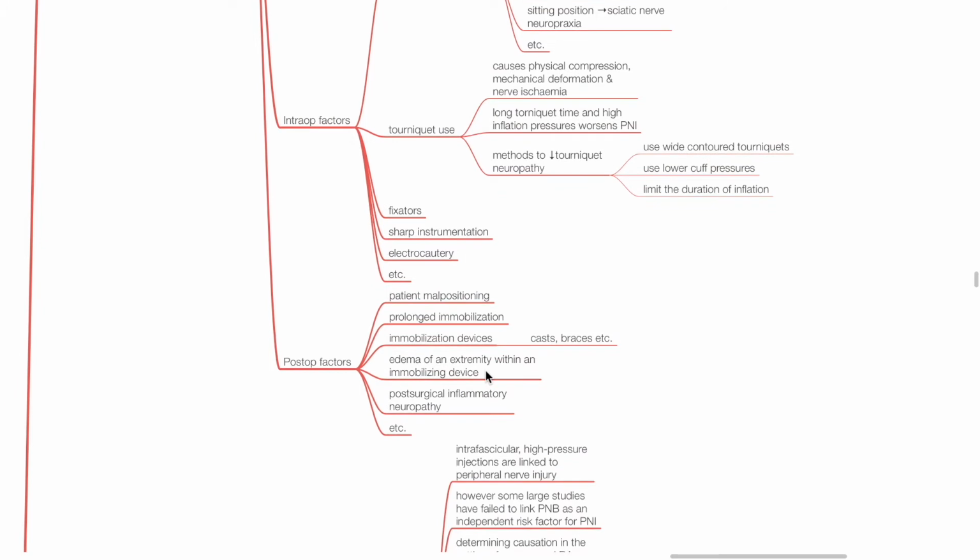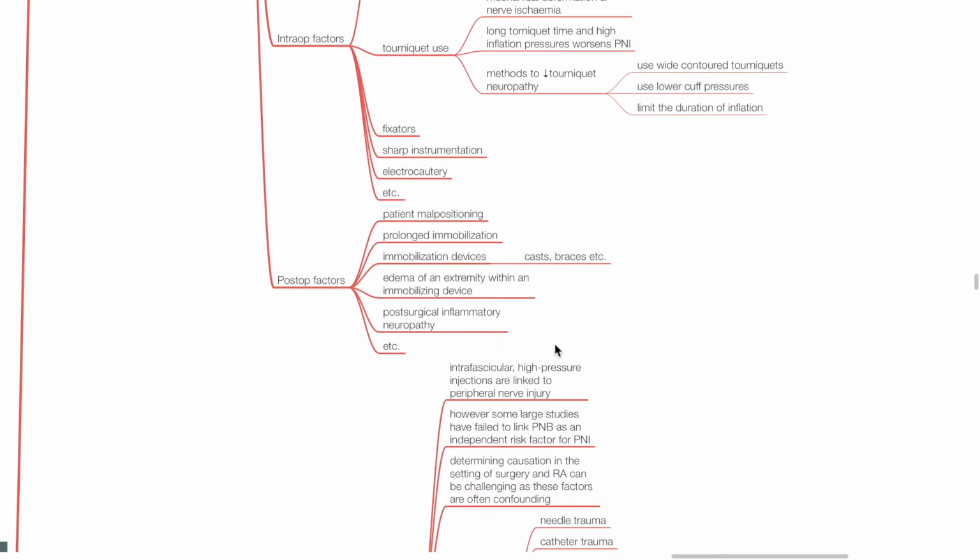Post-op factors contributing to PNIs include patient malpositioning, prolonged immobilization, immobilization devices such as casts and braces, edema of an extremity within an immobilizing device, and post-surgical inflammatory neuropathy.